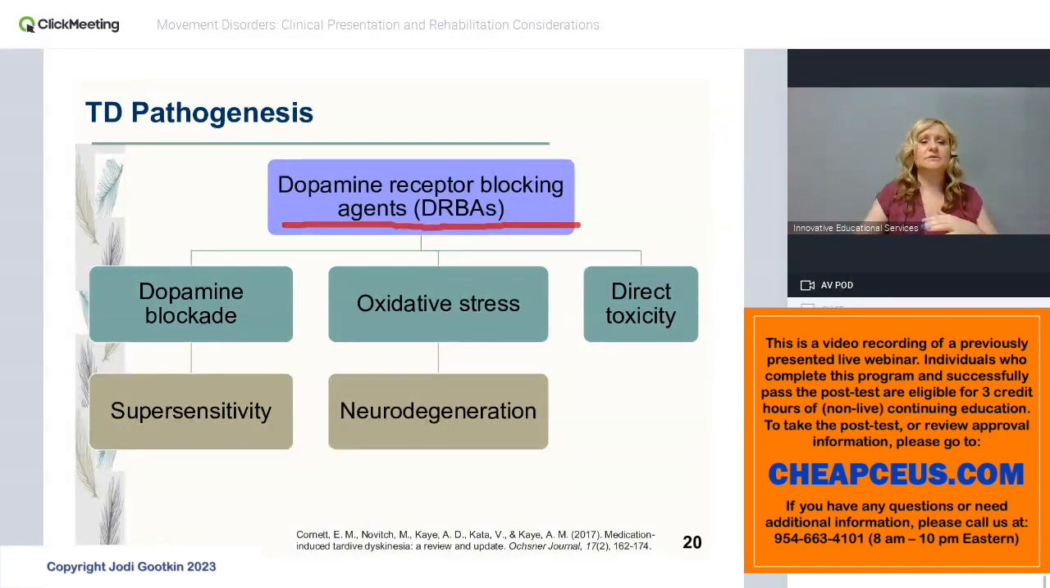Another theory is that it's more related to oxidative stress, that that lack of dopamine in the brain where it's needed for our movement patterns, the brain is going to synthesize extra. Well, when it synthesizes extra and it's not all utilized, the different free radicals are going to be released. There's an alteration in the cell membrane of the neurons, and they're seeing that it actually leads to cell apoptosis or cell death of those neurons. Particularly the basal ganglia seems to be very sensitive to that neurodegeneration. And then the last theory is that the medications are just directly toxic in that extrapyramidal system.